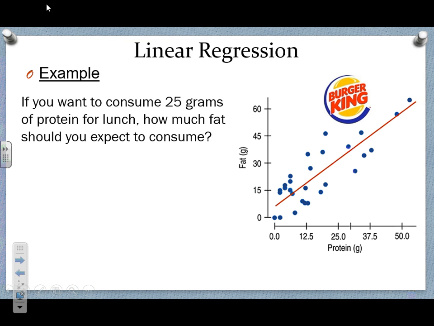But we might be more concerned with a value that we don't have measured. So for instance, the question here, if you want to consume 25 grams of protein for lunch, so if you're on a specific diet that you have to have so much of a certain type of item, so in this case 25 grams of protein. If Burger King was your choice for lunch, how much fat would you expect to consume as well? So if you're trying to hit that 25 gram protein, how much would we expect to eat in terms of fat? So if we notice, we don't have any one single item that had 25 grams of protein, right? So we don't know exactly how much fat we would actually have.